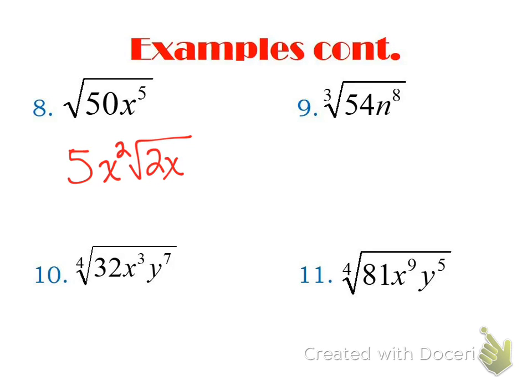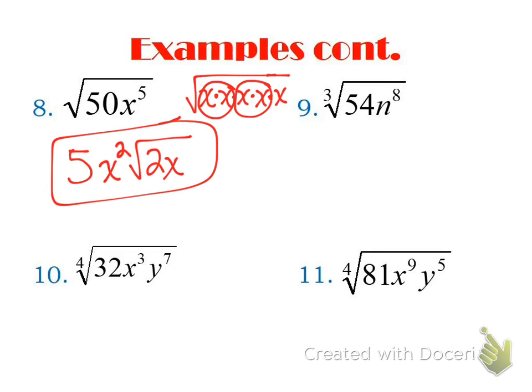X to the 5th, if we're simplifying that part, is 5 x's multiplied together. We're looking for groups of 2 because it's a square root. So there's a pair and there's a pair. The one on the end is alone. For each pair, you can bring one out. So there were 2 pairs, that's how I got x squared. 1 alone, that's the plain old x. So that is how we build our answer. We just do it a little piece at a time.